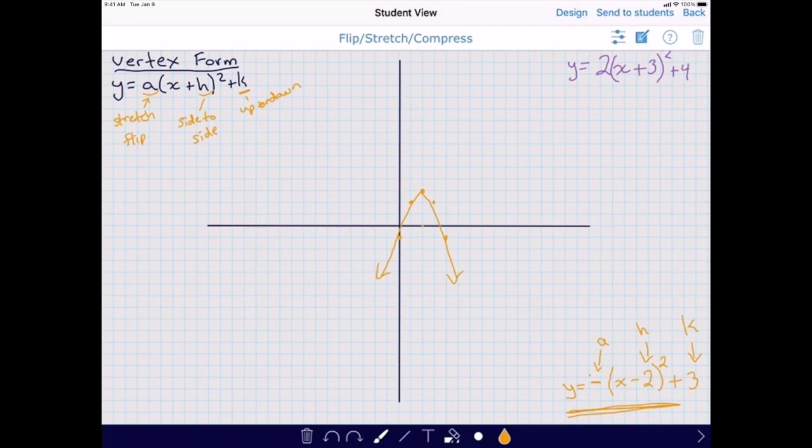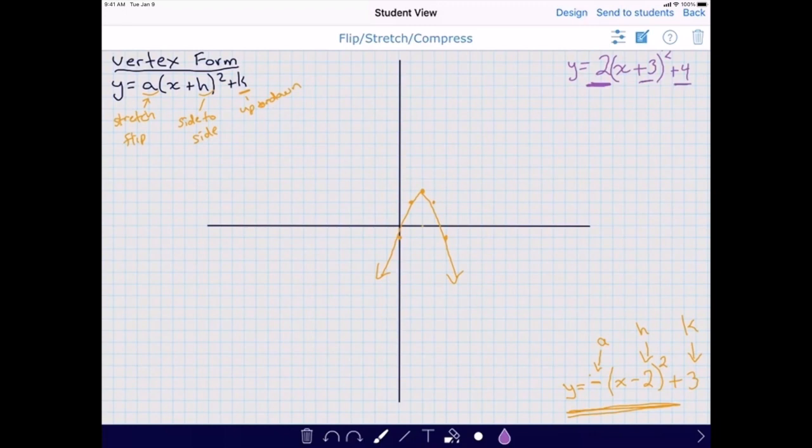Now let's look at the purple equation here. That is 2, and then in brackets x plus 3, squared, and then plus 4. So in this one, the A value is positive 2. So it's still going to open up because it's positive, but now it's going to be stretched by 2. And you can see our vertex is going to be in a different place as well.